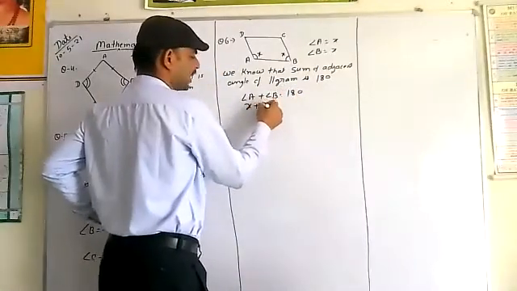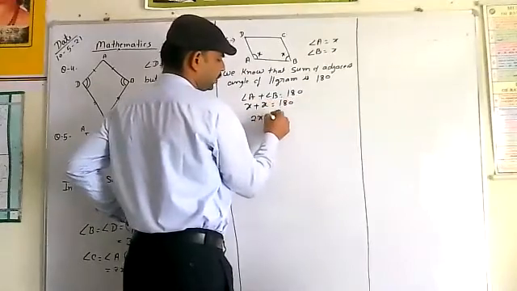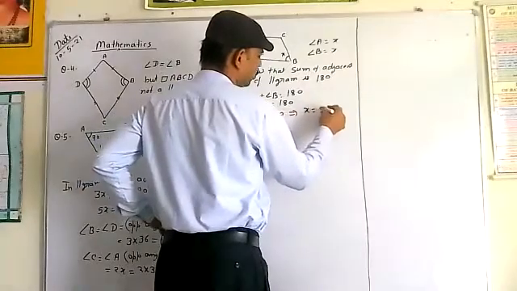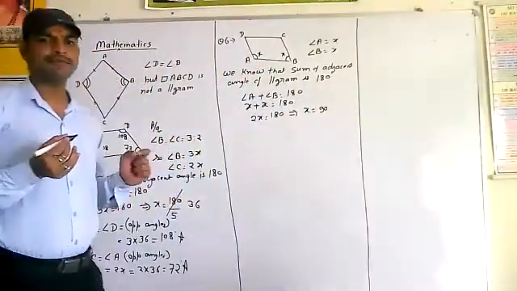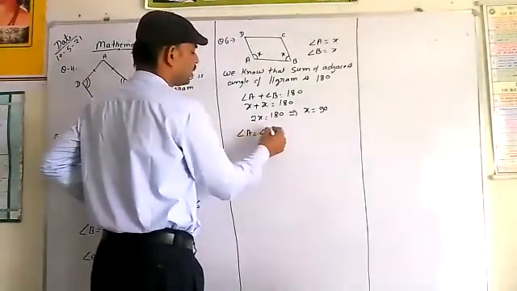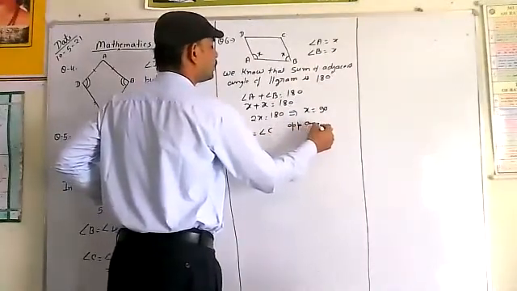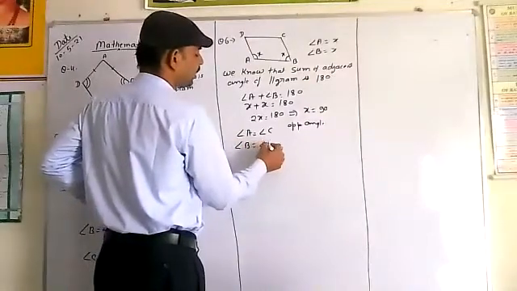x plus x is equal to 180. 2x equal to 180 implies that x equal to 90 degrees. If angle A is equal to angle C, opposite angles, and angle B is equal to angle D.